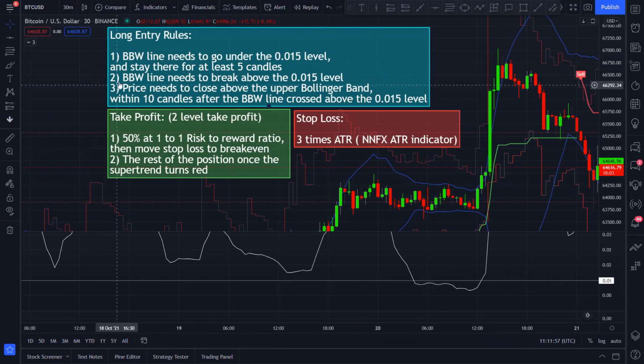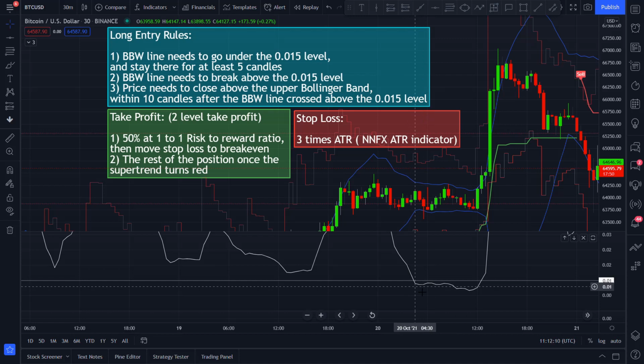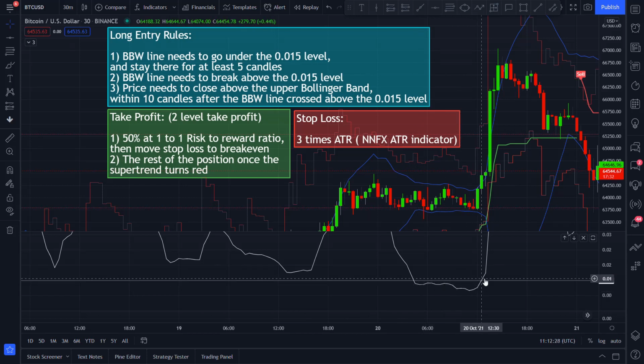So for a long entry, first you need to have the BBW line going under the 0.015 level, which you can see happens right on this candle. After that, you need to have the BBW line under the 0.015 level for at least 5 candles. So let's count 1, 2, 3, 4, and 5. After that, you need to see the BBW line breaking above this level, and you need to see the price breaking above the upper Bollinger Bands. Once all those conditions have been met, you can enter into a long position.